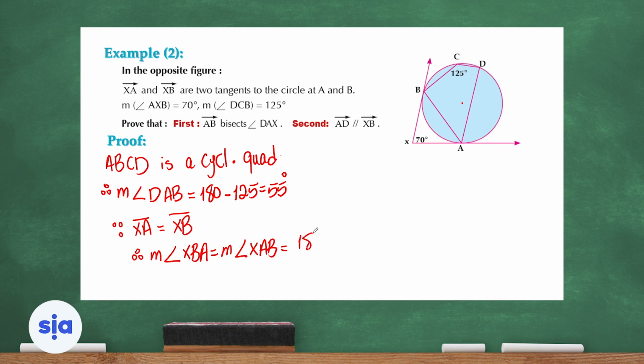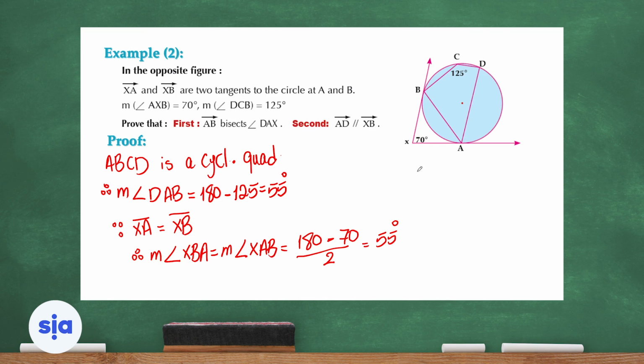Yes, as you said, excellent. 180 minus 70, and then we divide by 2. So it's 55 degrees. As you can see, both angles are 55 degrees. Then we have now proved that AB bisects angle XAD, and this is the first requirement.